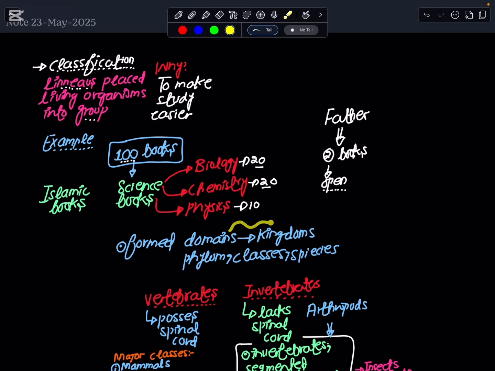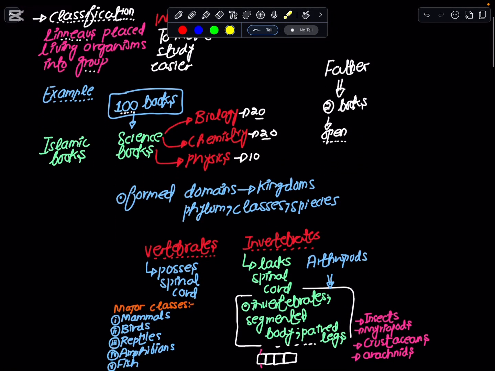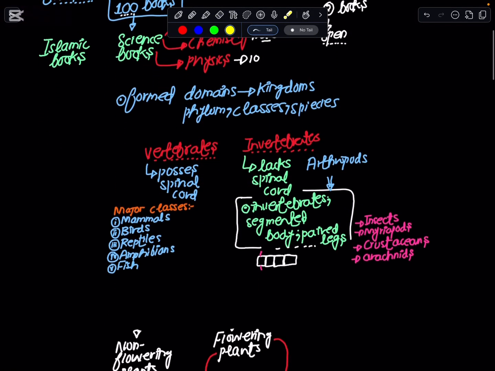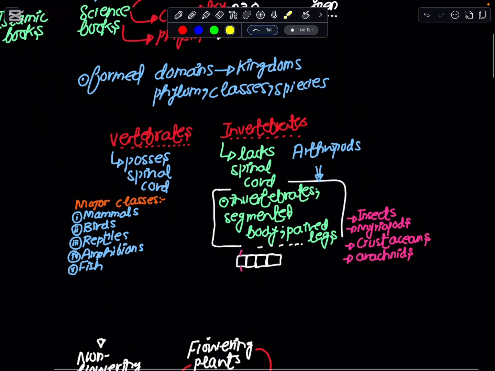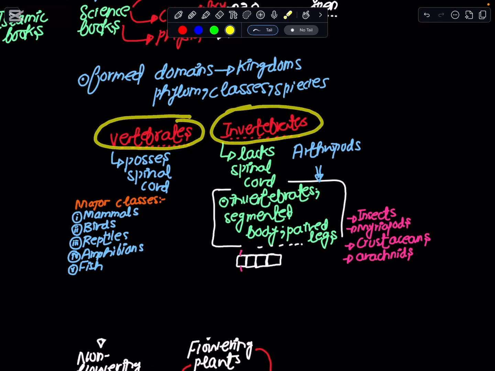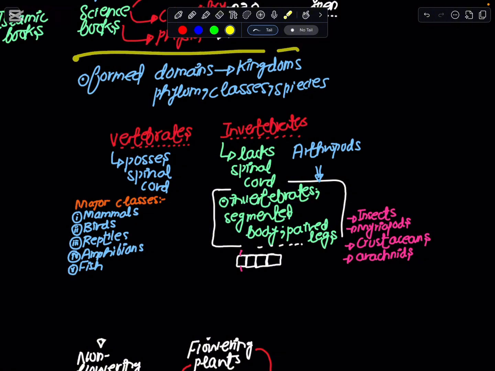Then he started to further subcategorize them, and we are going to see in a while what the kingdoms, the phylum, and the classes are, and ultimately we would end up at the species. So this is the approach which Linnaeus followed in order to classify living organisms. But for our course, we have to be very clear about classification in terms of putting organisms into vertebrates and invertebrates. A lot of work was done by Linnaeus, but here we are going to be looking at the basis of the classification.